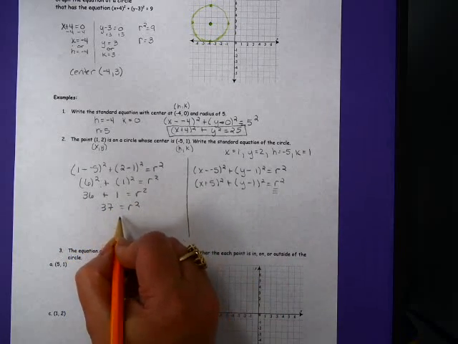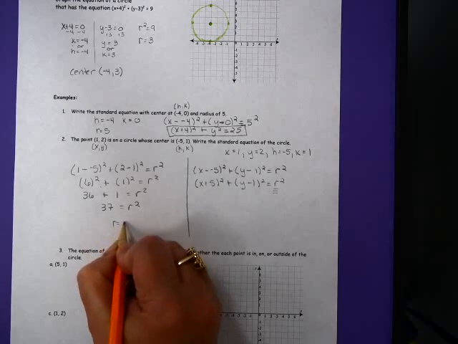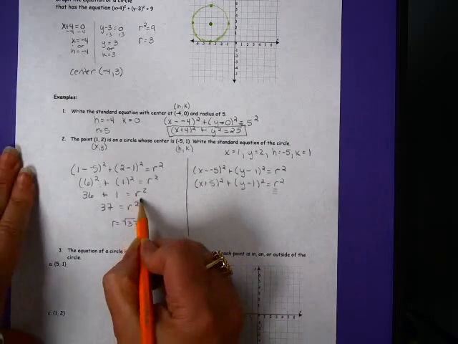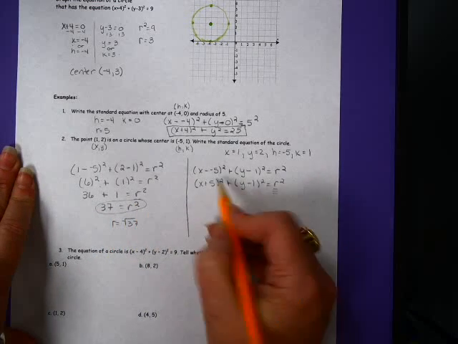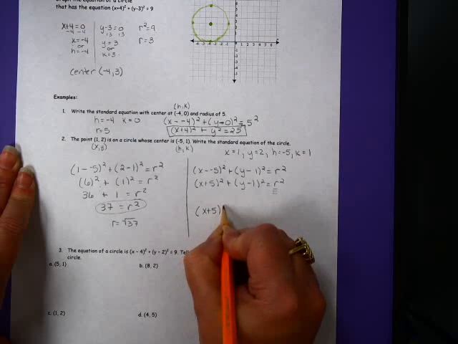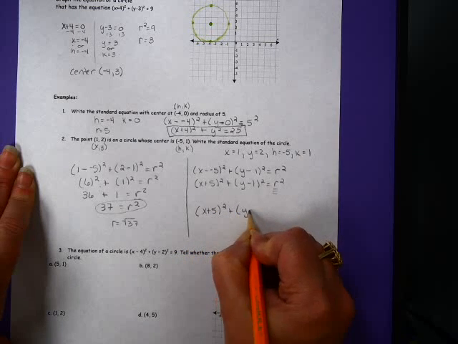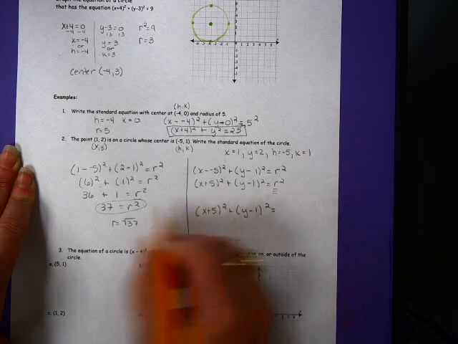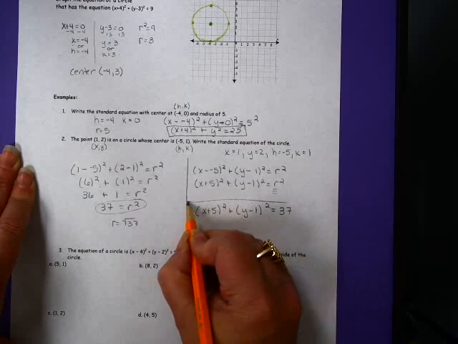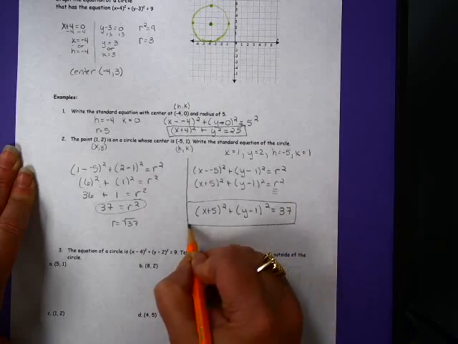Now, if you wanted to find the radius, it would be the square root of 37, but all we needed was this right here. We could have stopped right here. So my final answer is going to be x plus 5 squared plus y minus 1 squared equaling 37. And that's my final answer right there.